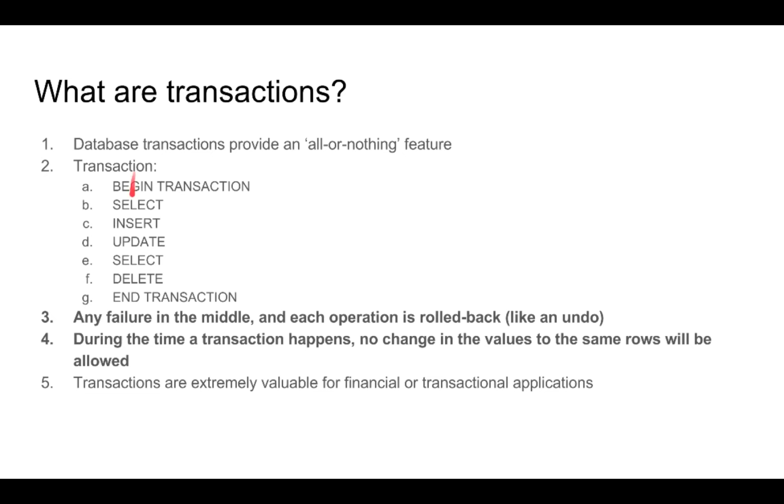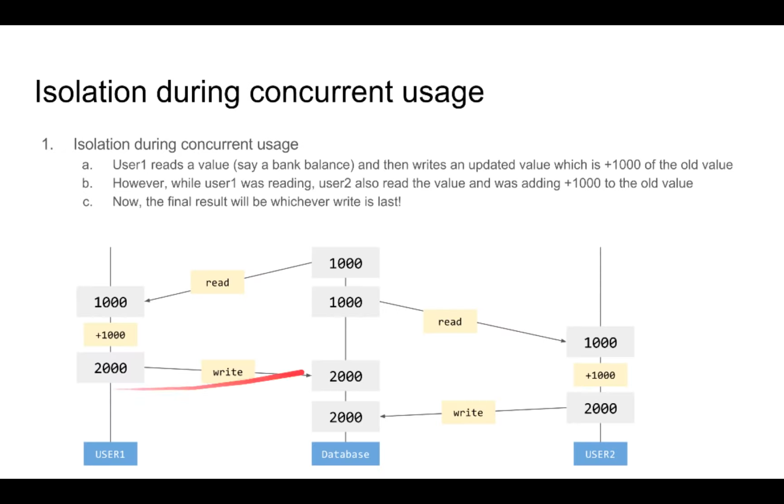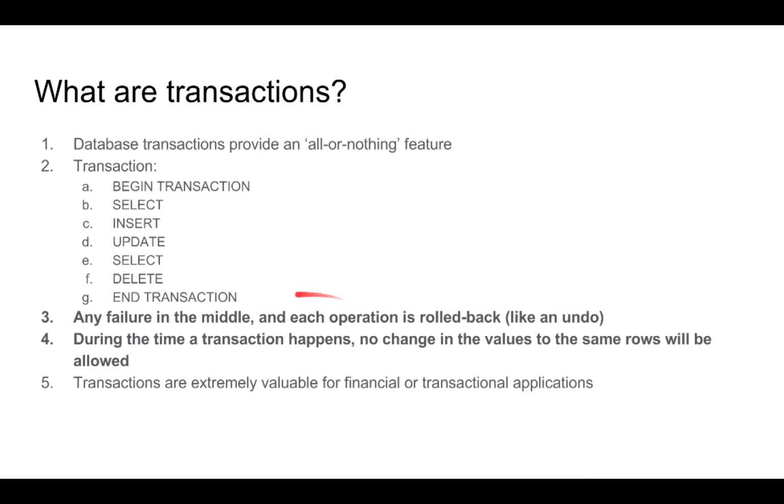Suppose multiple transactions are happening, right? Like in this case where user 1 has a transaction and user 2 has a transaction. If user 1's transactions and user 2's transactions cause a conflict by updating or referring to the same value, one of the transactions will be deliberately failed and will be rolled back so that we have an isolation effect between these two transactions. So as you can imagine, transactions are extremely valuable for financial or transactional applications.